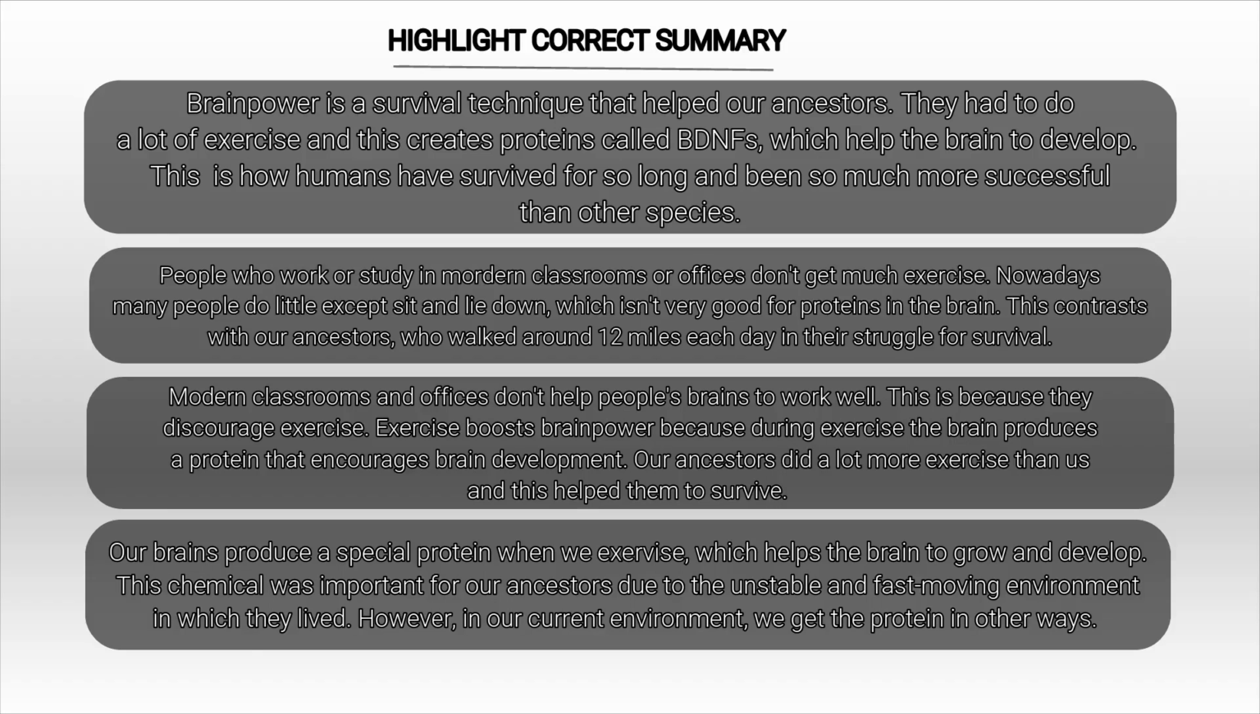If you designed an almost perfect anti-brain learning environment, it would look something like a typical classroom. And if you were to design an almost perfect anti-brain working environment, it would look something like a typical office cubicle. Why? Because tiny proteins called BDNFs are actually created when you exercise, and these help the brain to develop. So, exercise boosts brain power.